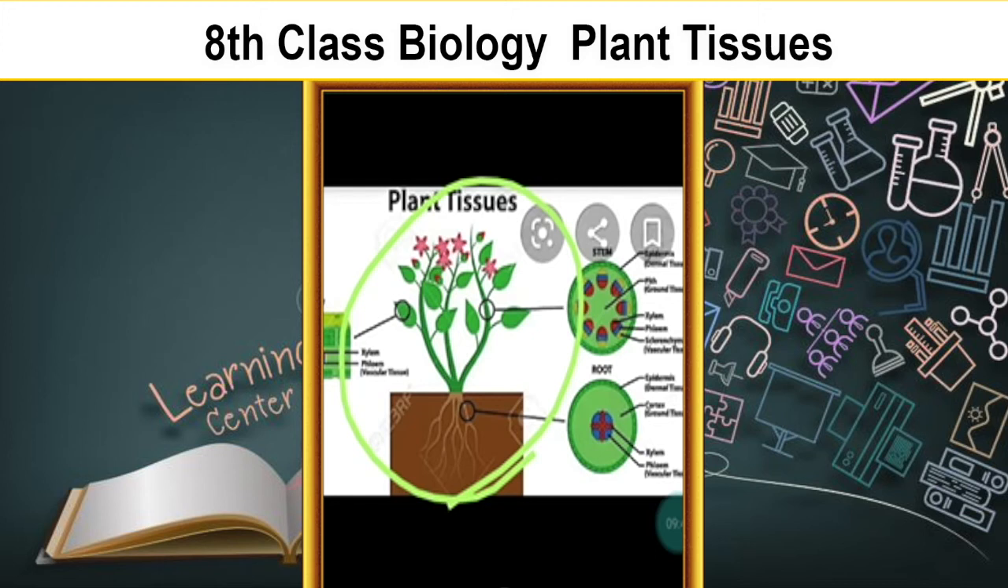In plants, we have apical tissue, dermal tissue, vascular tissue, and ground tissue. Each and every tissue carries out some specific, specialized function in the plant body.